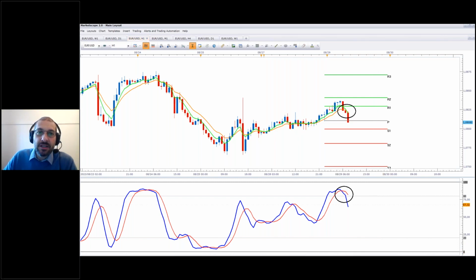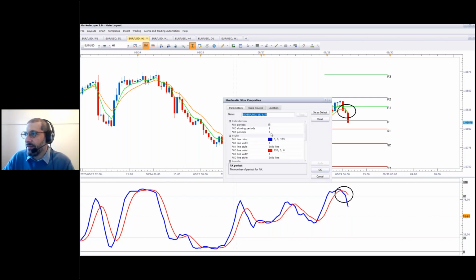Let me just see if there's any. The weekly is not in uptrend on euro. No, it's not in uptrend, Gertie. Let me go through that with you again. James is just asking, the stochastic is 15.55.